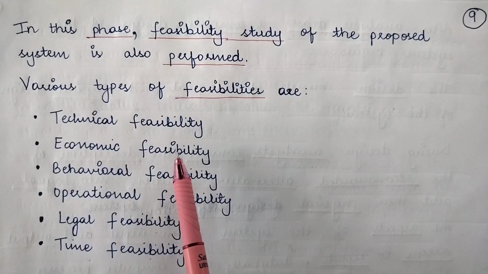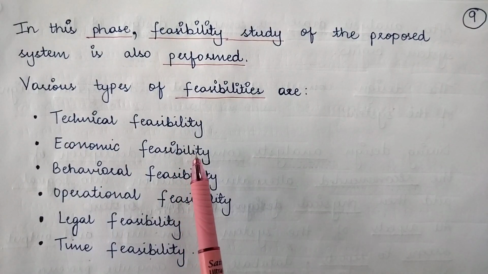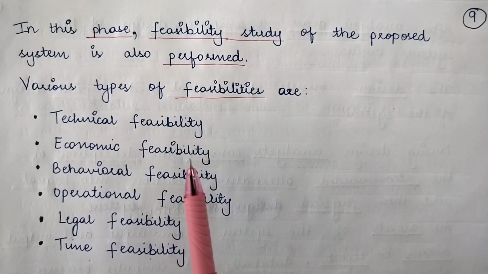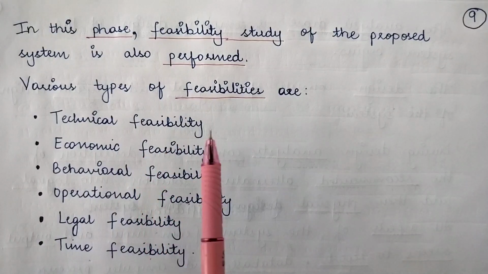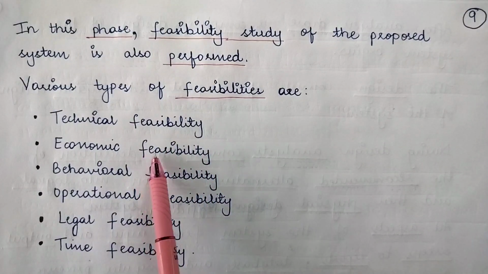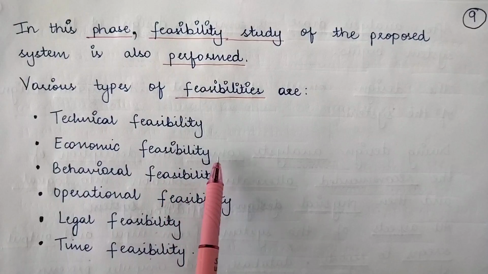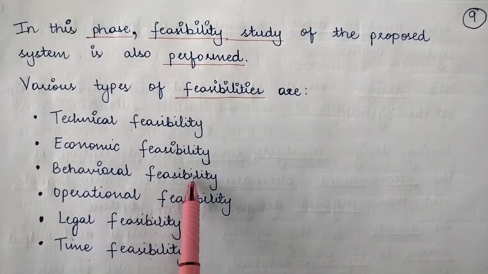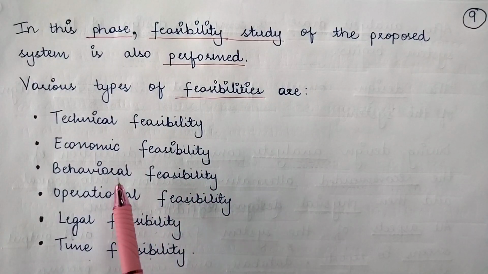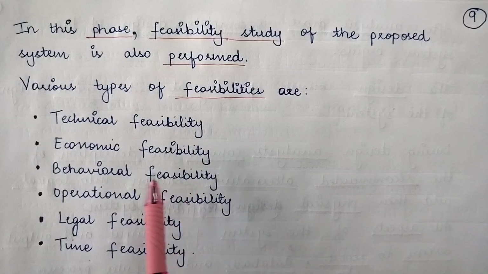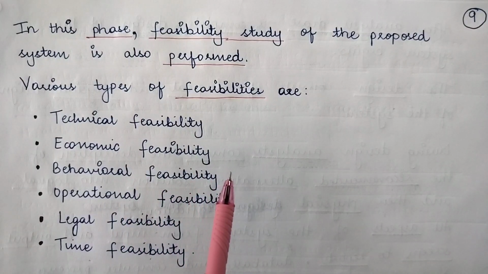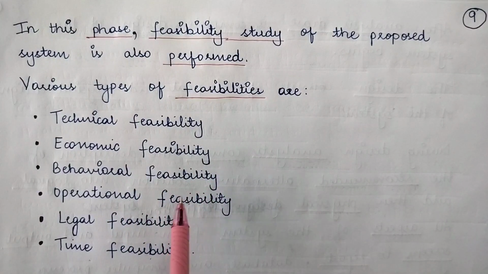When I say technical feasibility, that means the hardware and software concepts. So, whether the project is feasible as per the software and technical concepts. Economic feasibility, whether this project is cost effective or not. Behavioral feasibility, what would be the response of the users to the project, that means what output the project is providing, whether that is sufficient enough or not.